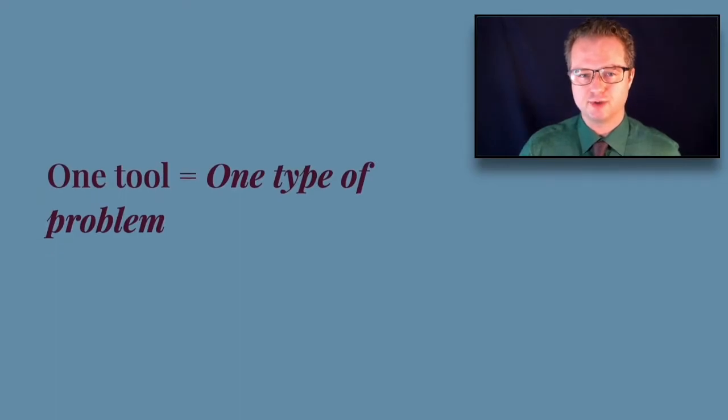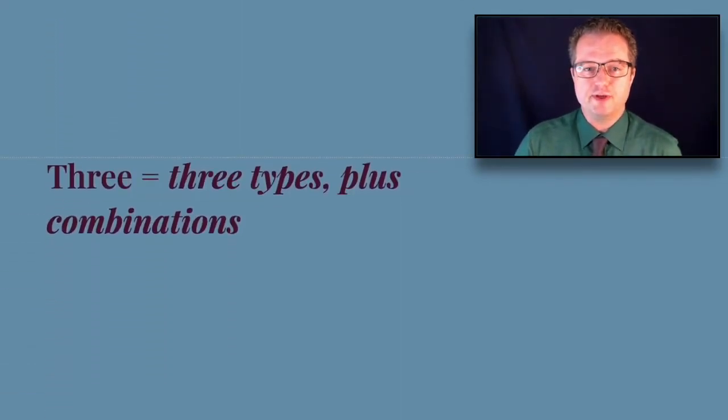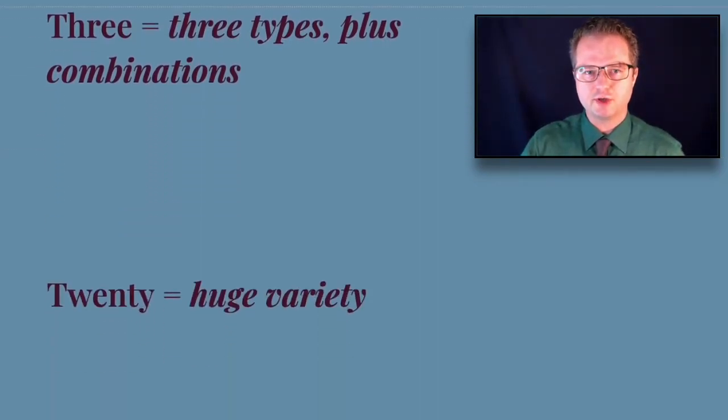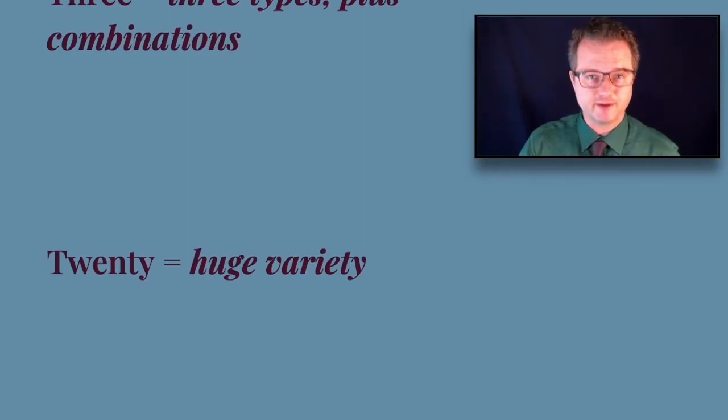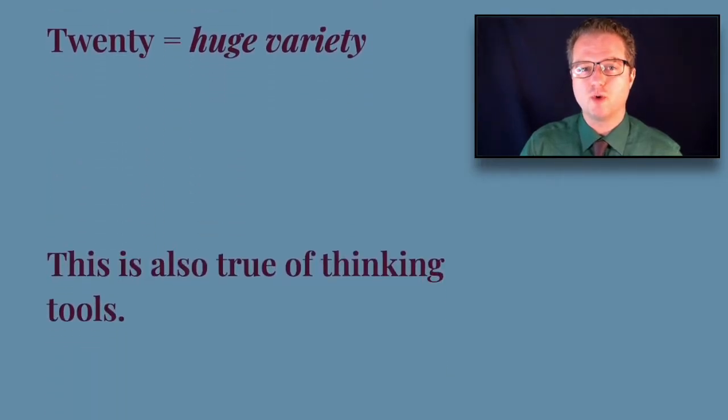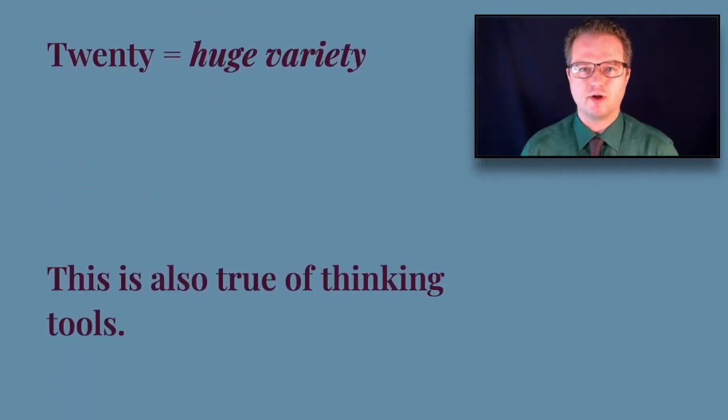If you only have one tool, you can only solve one type of problem. If you have 3 tools, you can solve 3 types of problems, and you can combine those 3 tools to solve a whole variety of other problems too. Imagine a construction worker with 20 tools in their belt. Well, there's a huge variety of problems they can solve and things they can fix or make or build or repair if they have 20 tools in their belt. And this is also true of thinking tools.